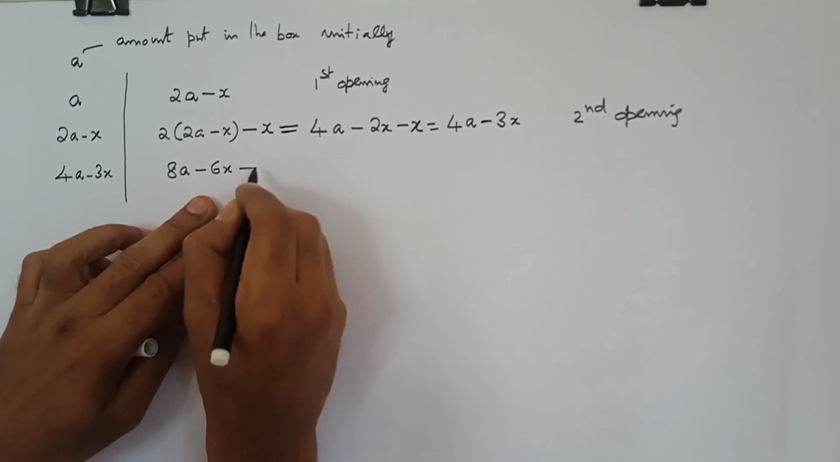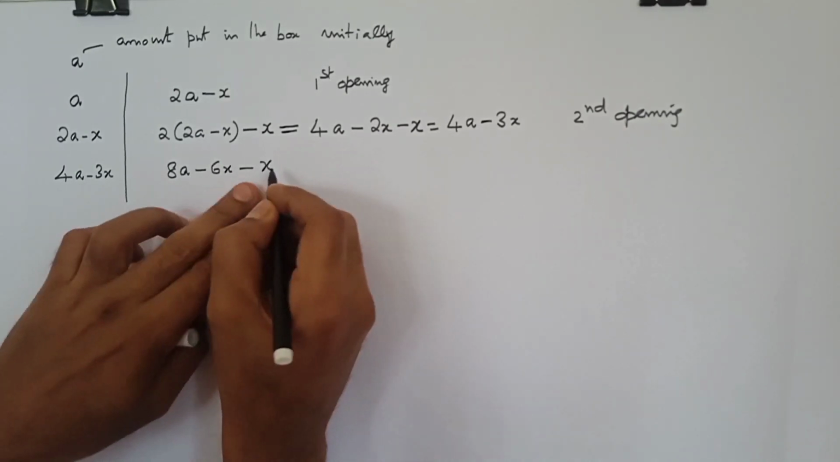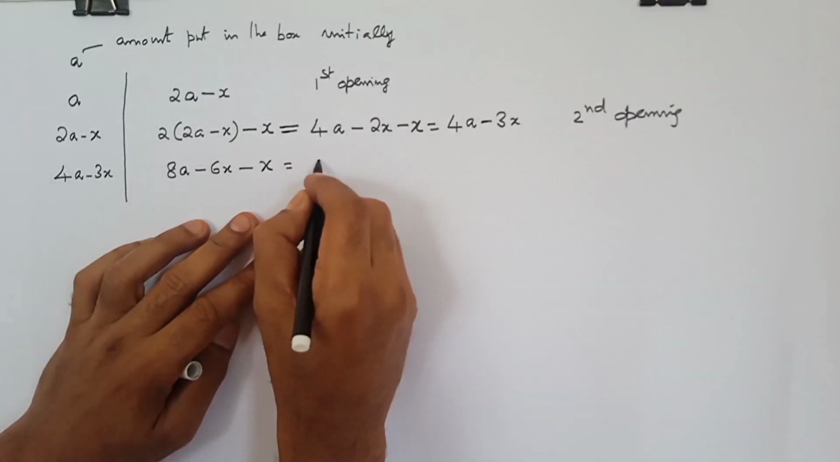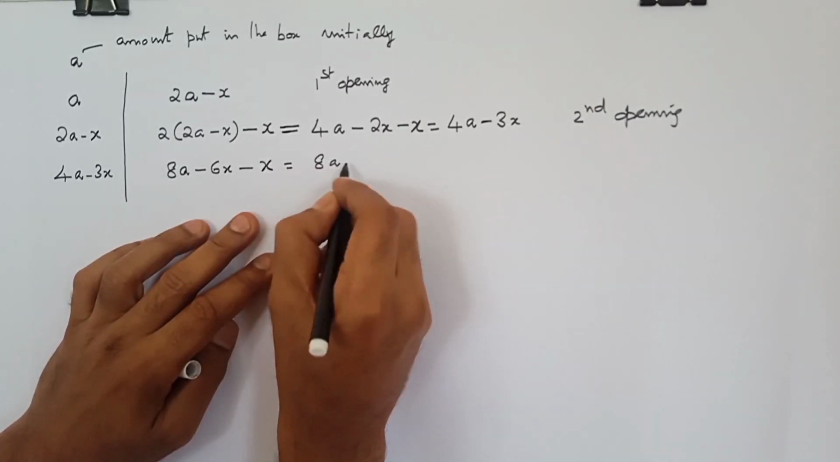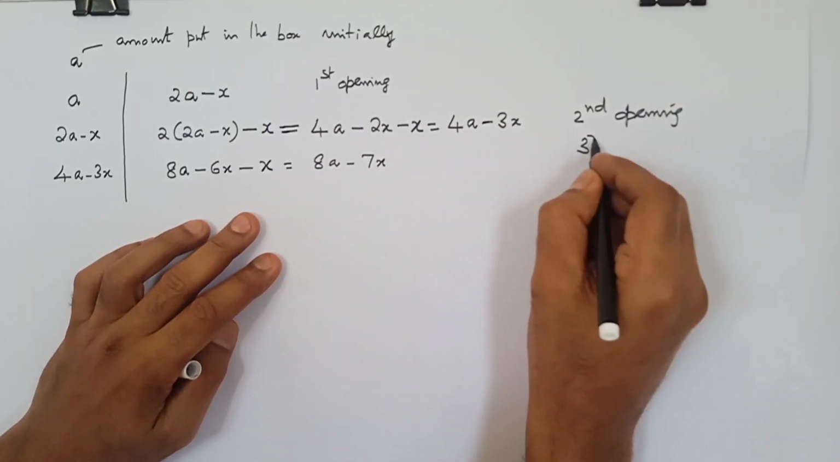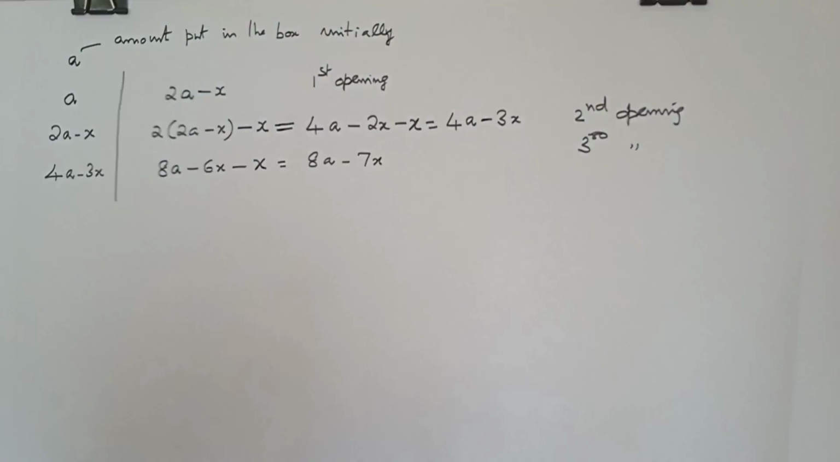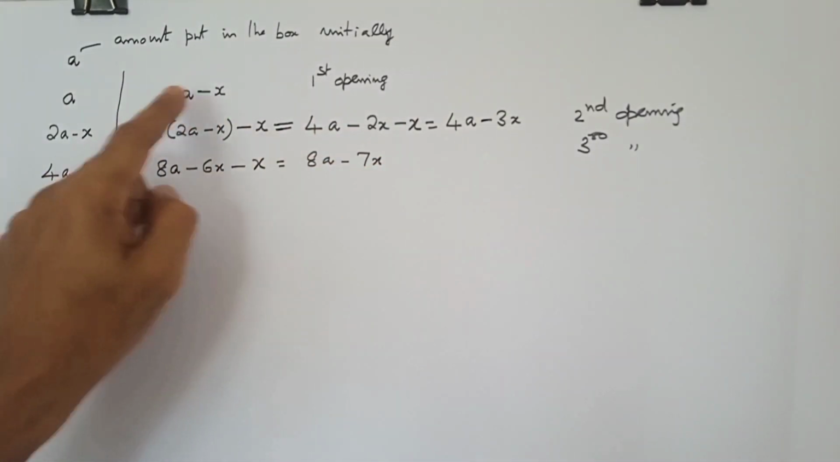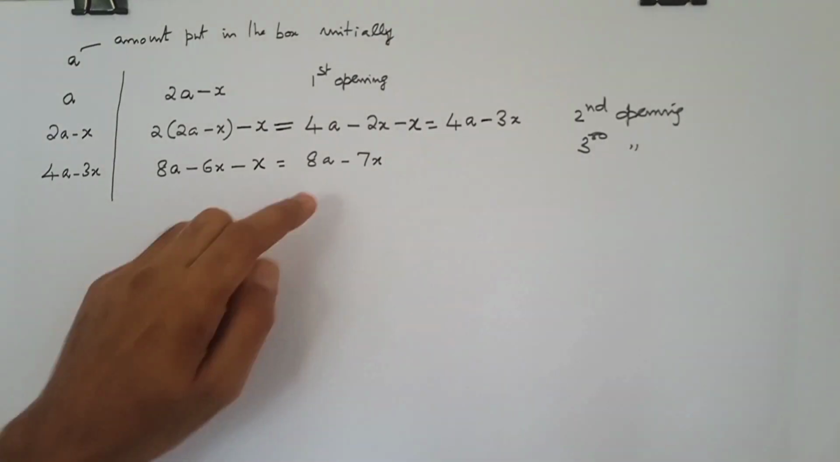Again, like in the previous case, X amount being shared with someone else. Now you simplify this, you will get 8A minus 7X. This is the third opening. Now he does it how many times? 12 times. But if you look at the amount that is there in the box before closing, you can see a pattern forming. Look at this.